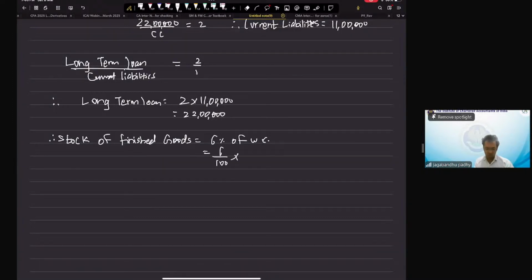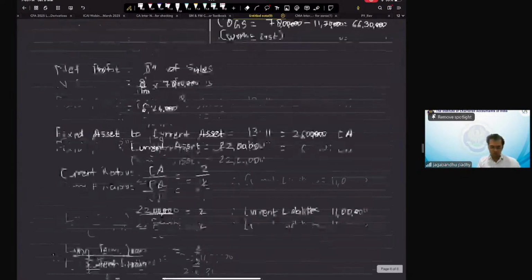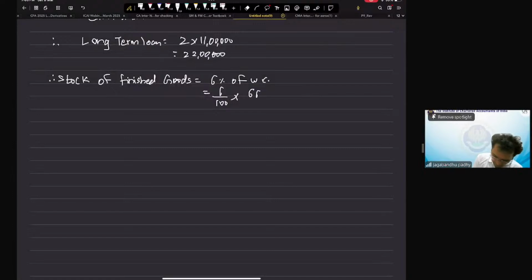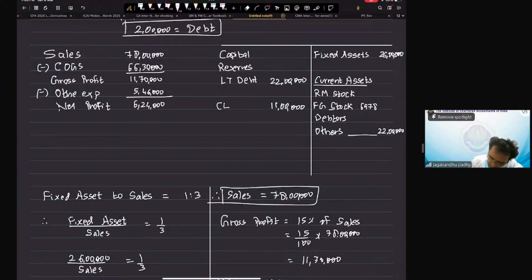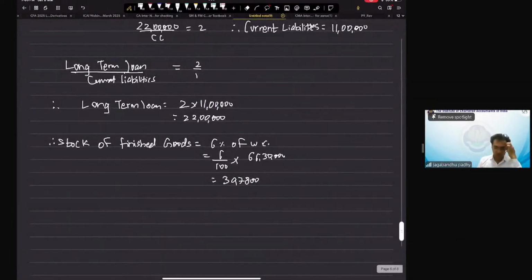That is 6 upon 100 into works cost. Now, works cost is your COGS, which is 66 lakh 30,000. 66 lakh 30,000 into 6% gives 3 lakh 97,800. That's the stock of finished goods, 3 lakh 97,800.